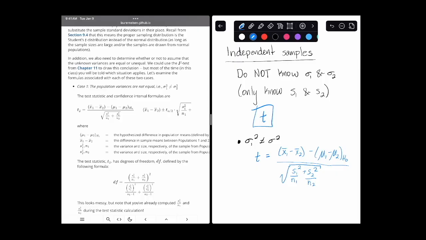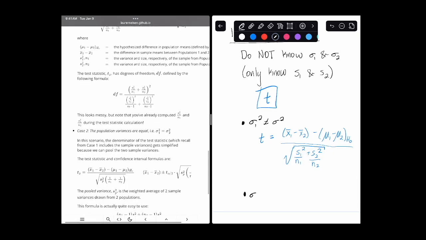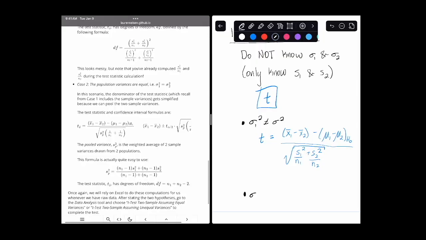And I know this looks kind of intimidating. And so in this class, if you have a situation like this on a quiz or an exam, I'll go ahead and give you the degrees of freedom because I know this can be a lot to calculate and looks a little bit messy. And the other case is that our population variances are equal.